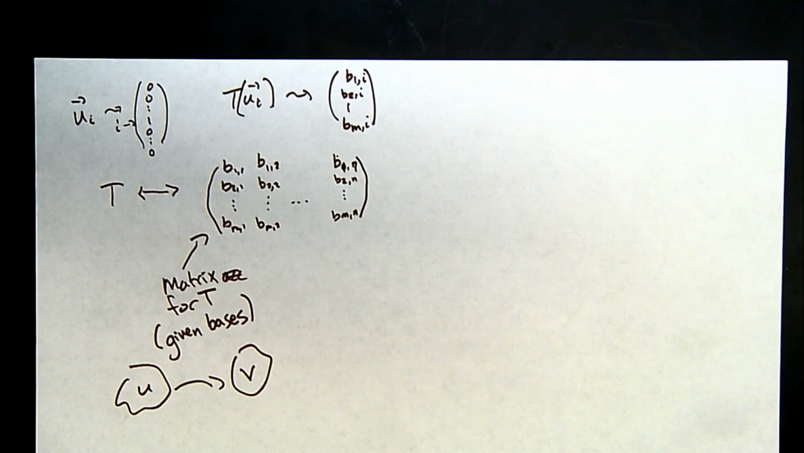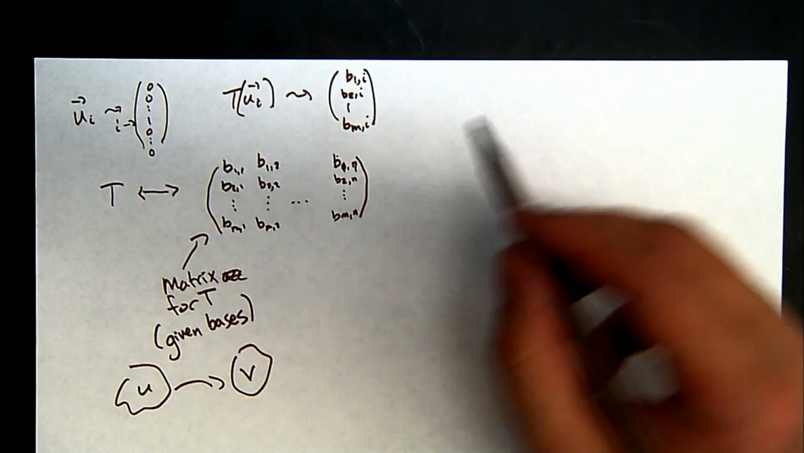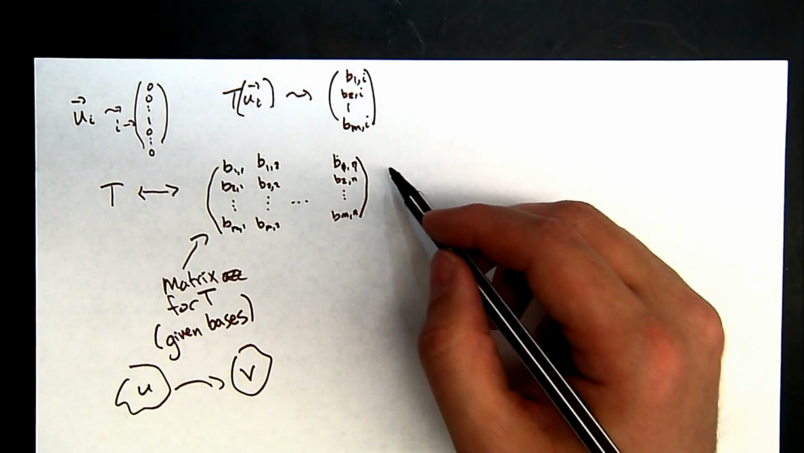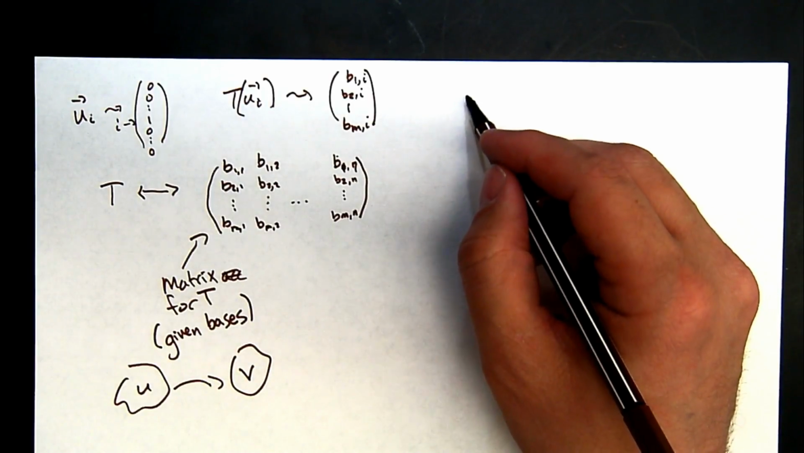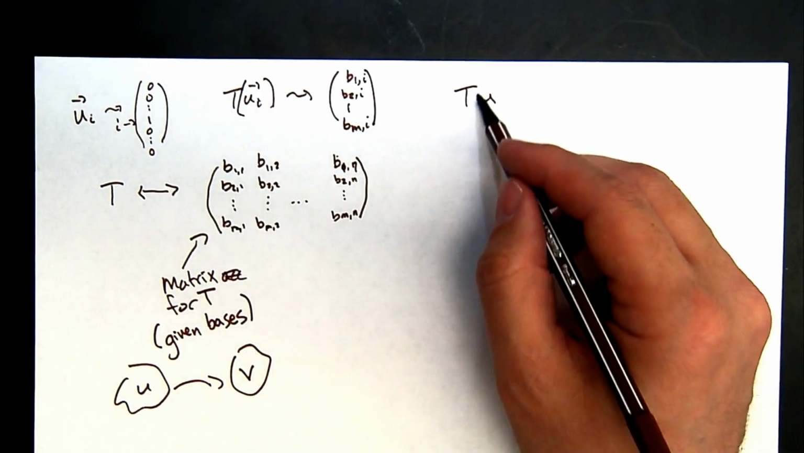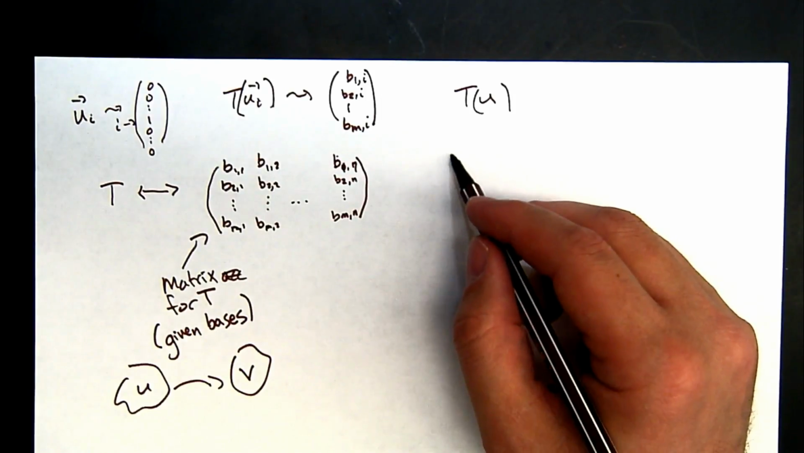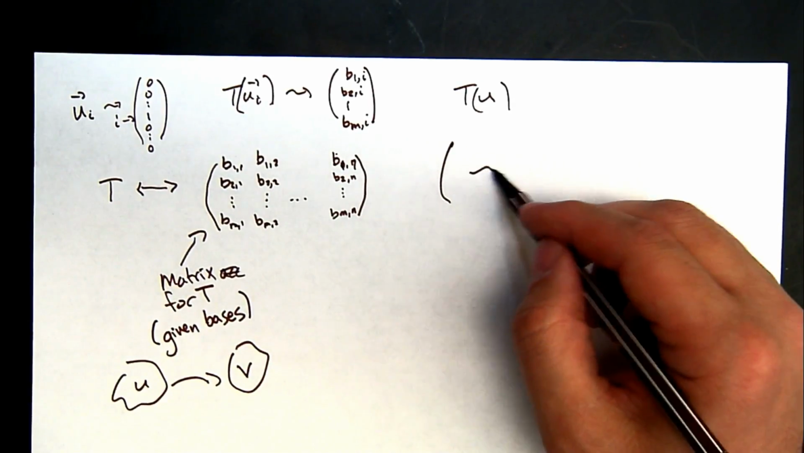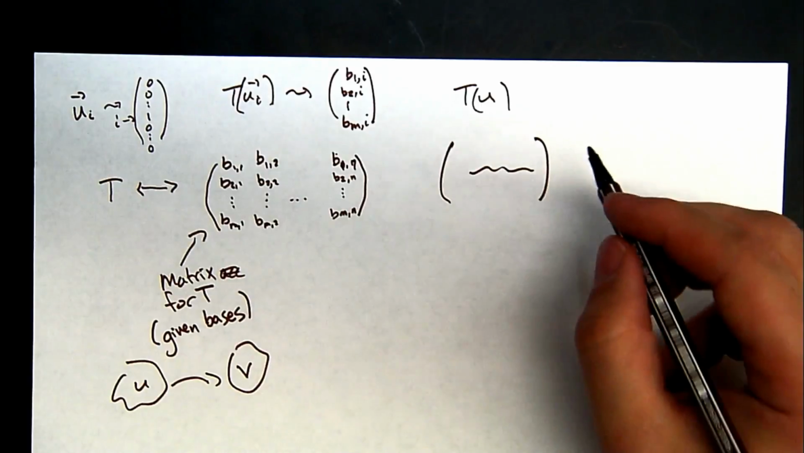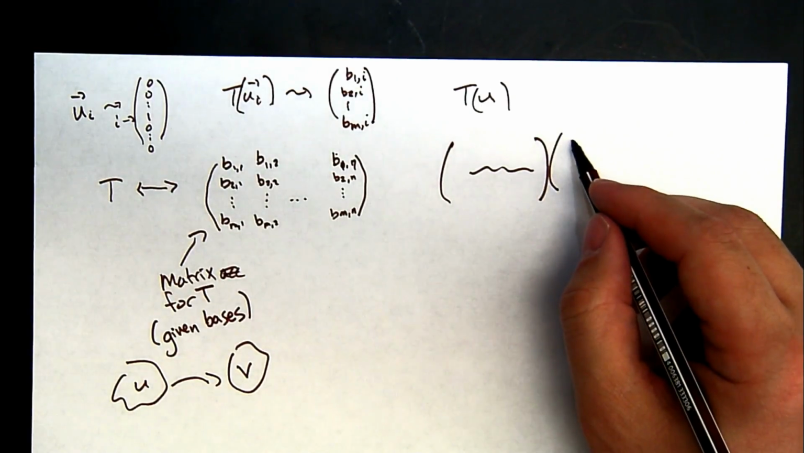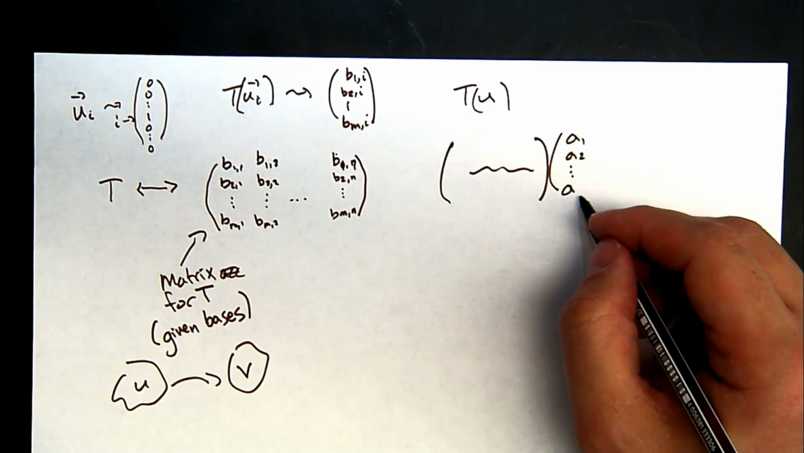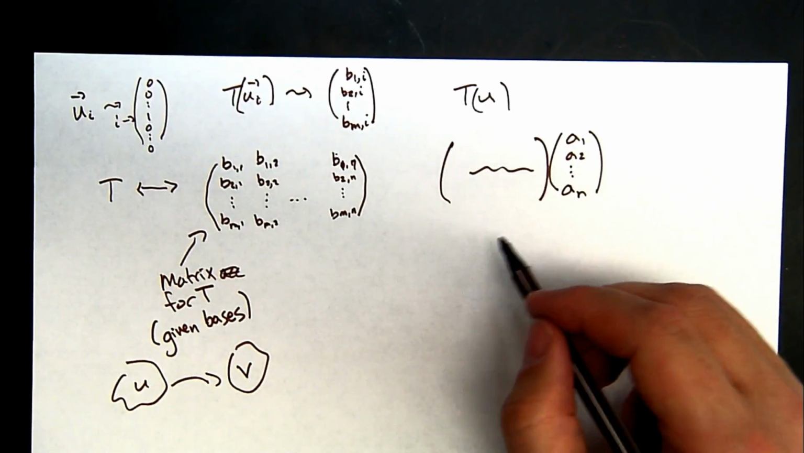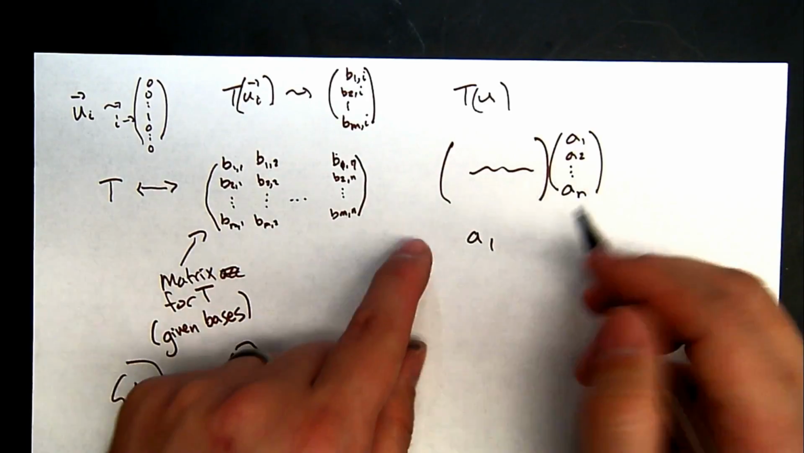Now, how do we do this multiplication? Well, now it becomes straight up just matrix multiplication in the normal sense. So, in other words, if I want to find what the map does, if I want to find T of u, what do I do? Well, I take this matrix here. Imagine I wrote it down again. And I take these coefficients, a_1, a_2, down to a_n.